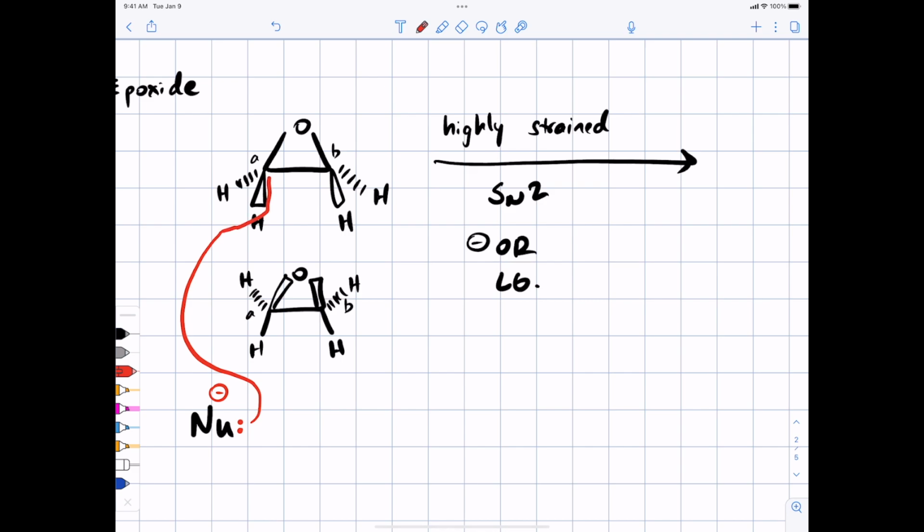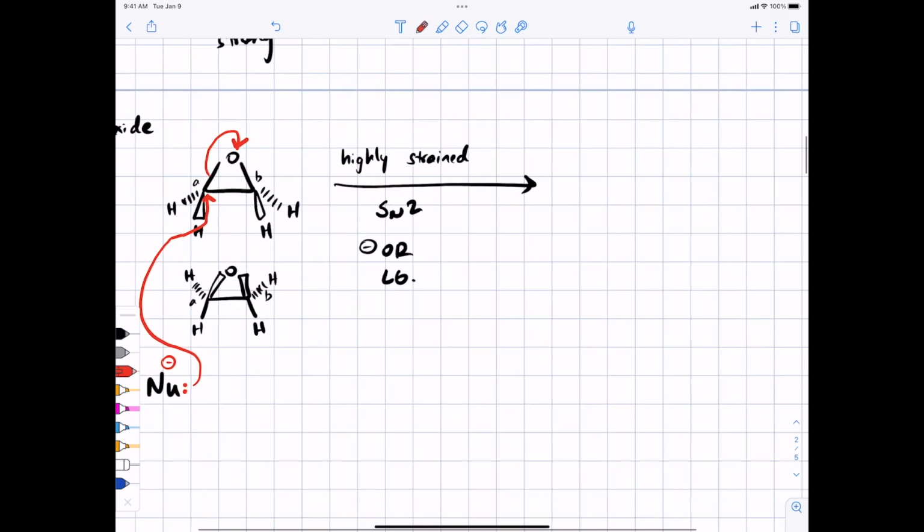We're going to open up the epoxide via backside attack, as we would do for the SN2 reaction. The carbon-oxygen bond will break, and the negative charge will go on to the oxygen. Because it's SN2, if carbon A were a stereocenter, we would see inversion of stereochemical configuration. I'm going to draw the bond with the nucleophile opposite the bond with the O- group to indicate that the nucleophile came in via backside attack.